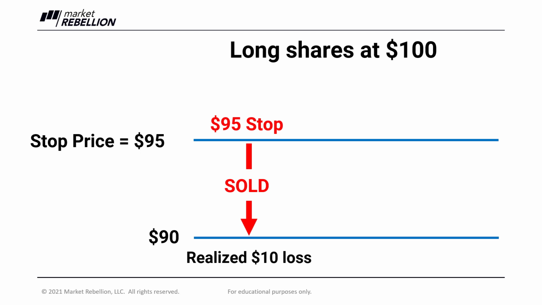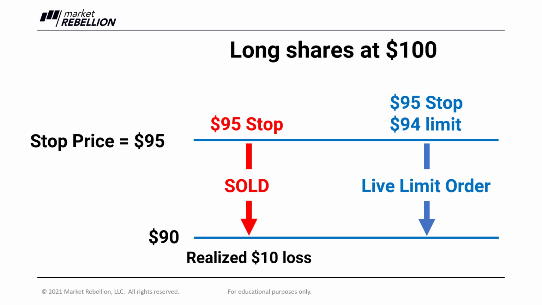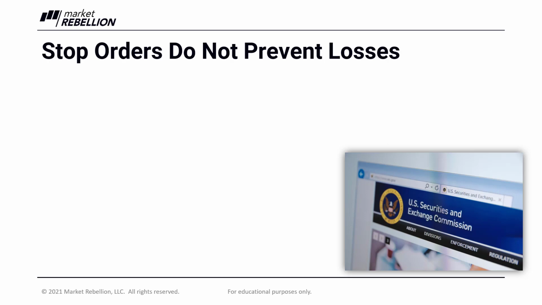Well, what if you did the stop limit order? Well, now, let's say you place the order to sell at a stop of 95 with a stop limit of 94. If the stock gaps down to 90, you now have a live limit order. You have not sold your shares because you're trying to get 94, but the stock's at 90. So in this instance, we would say that you have an unrealized $10 loss. It's not a realized loss because you haven't sold the shares yet. Instead, you're still holding on to them. So notice in both cases, it is a loss. So again, the key takeaway is that stop orders do not prevent losses.